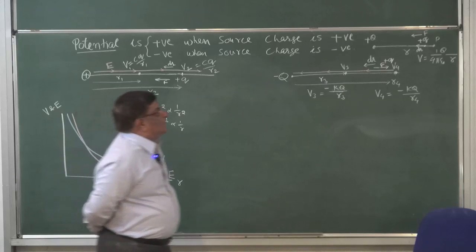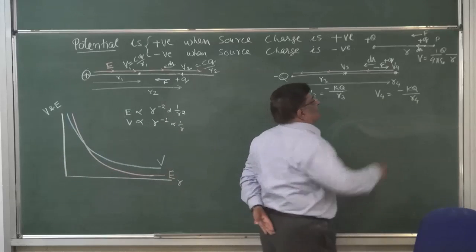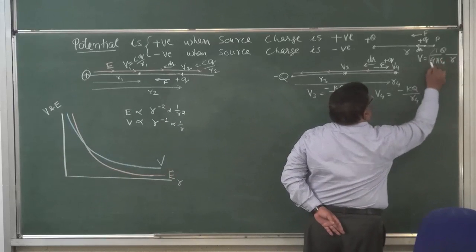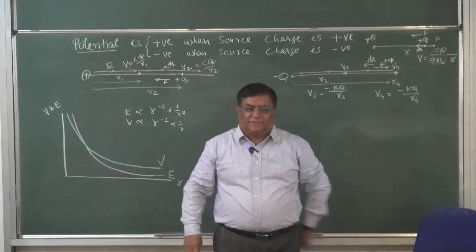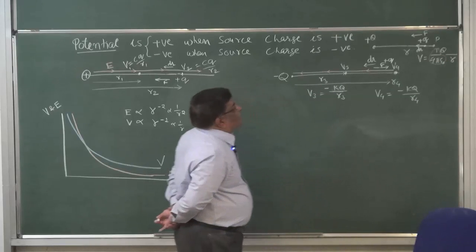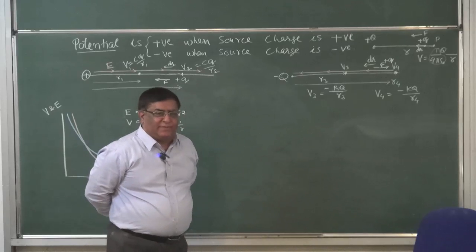And what is the quantity of potential? Quantity of potential is Q upon R, putting aside the Coulomb's constant. So Q upon R you must remember. Okay. So if Q is positive, V is positive.